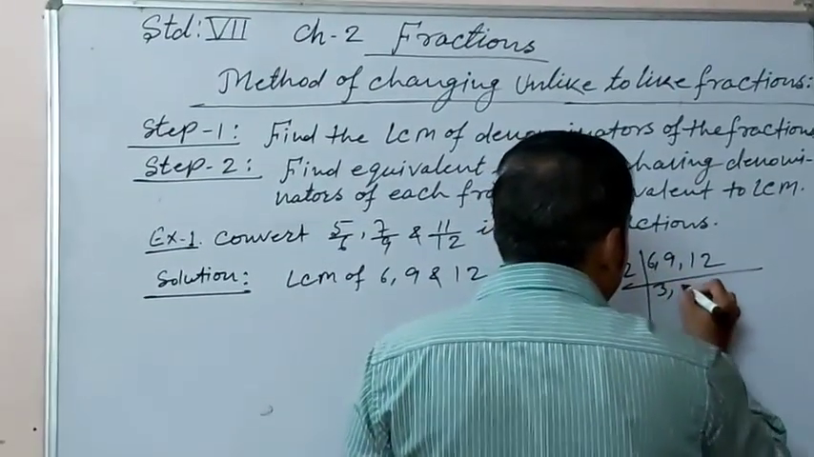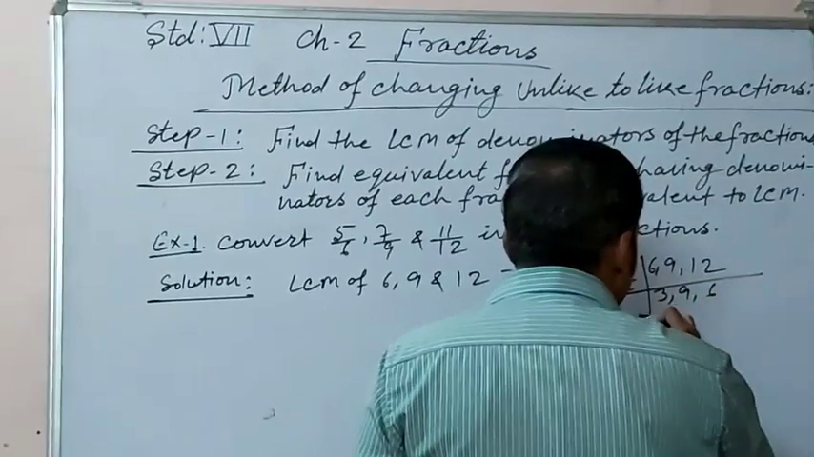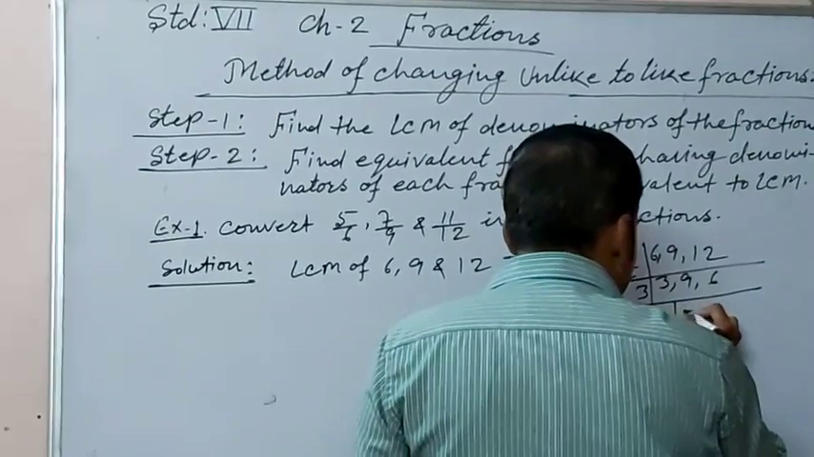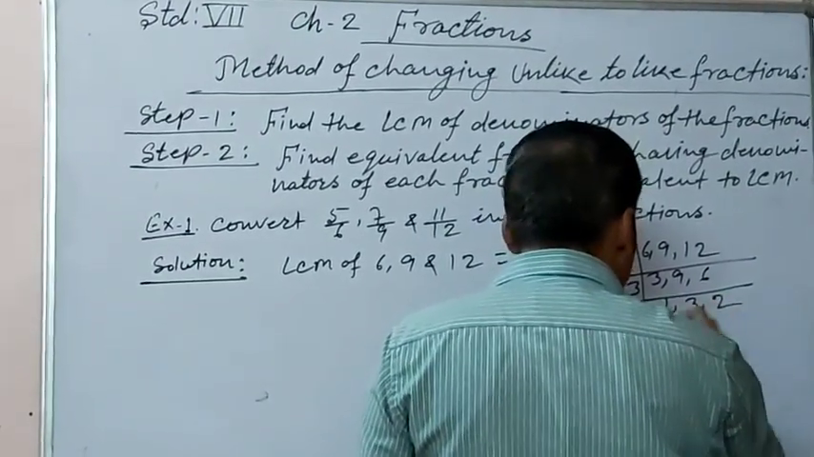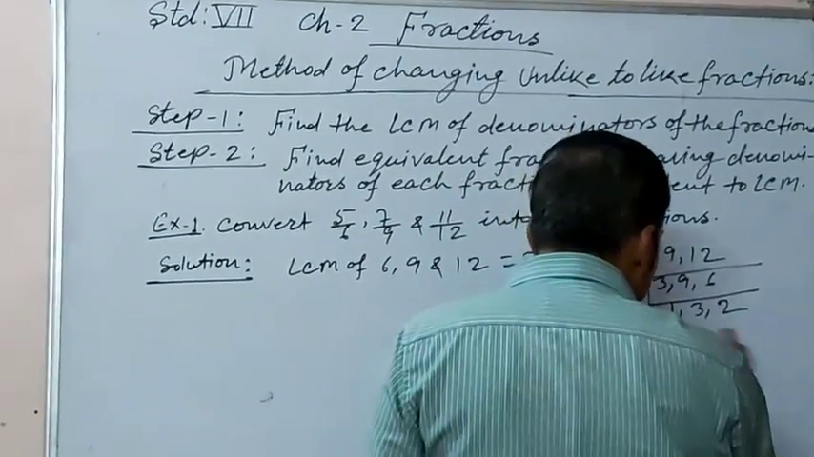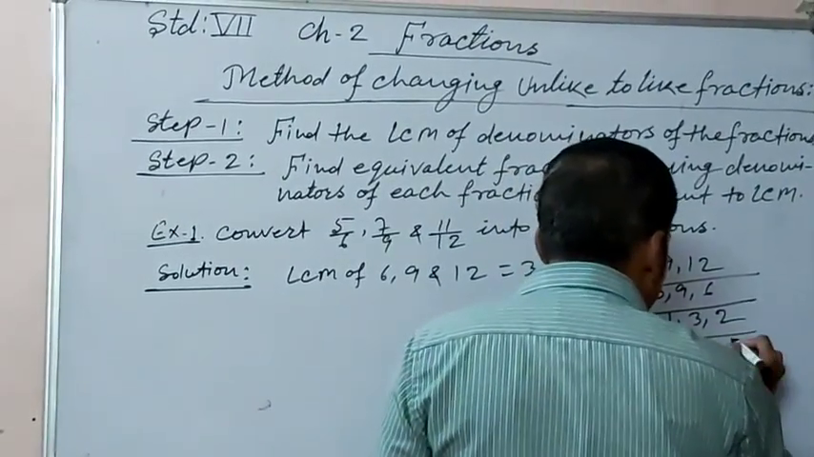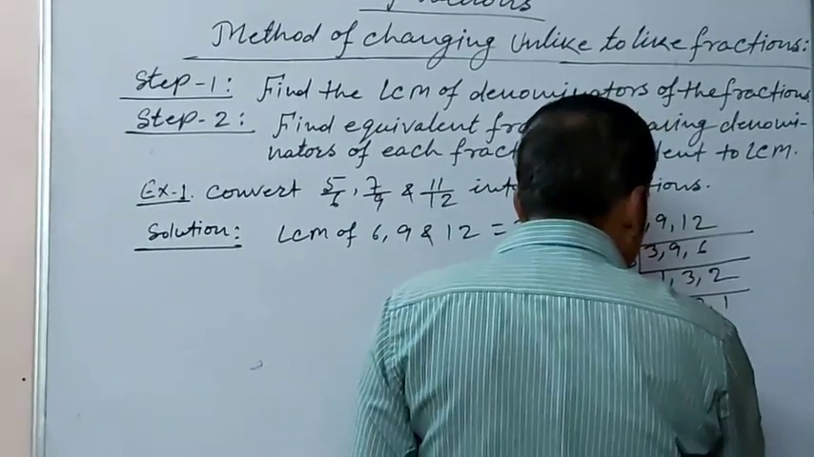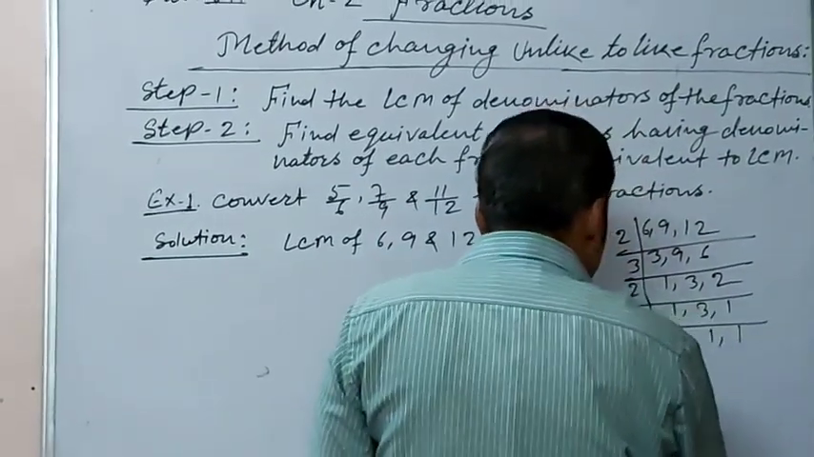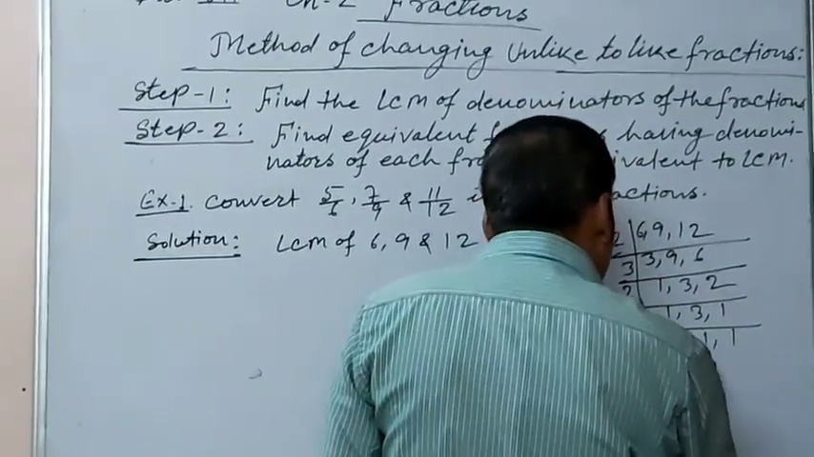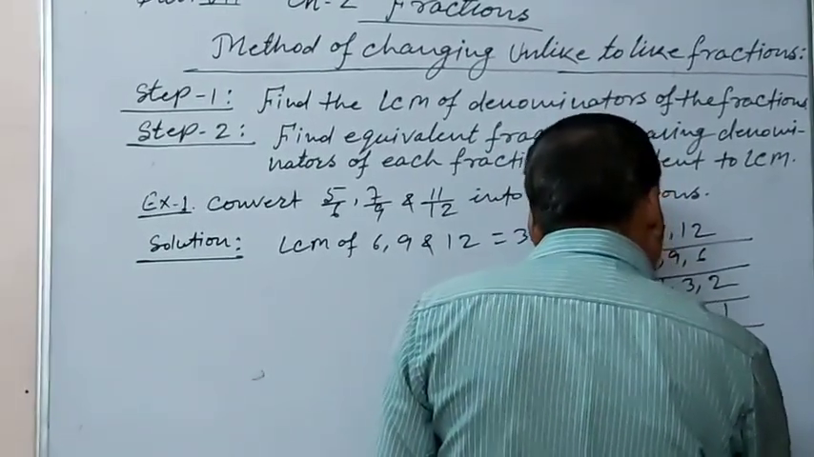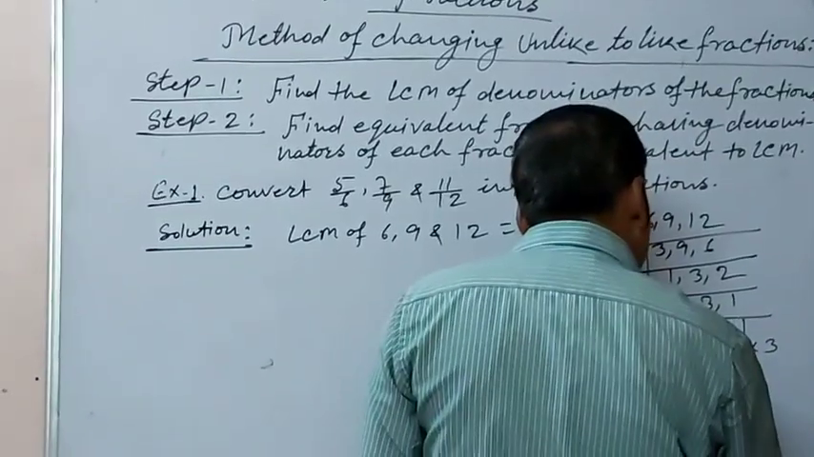2, 3 twos are 6, 9, 2, 6 twos are 12. Again 3, 3 ones are 3, 3 threes are 9, 3 twos are 6. Again 2, 1 twos are 3... Again 3, 1, 1, 1. So LCM equal to 2 into 2 into 3 into 3, 4 threes are 12, 3 twelves are 36.